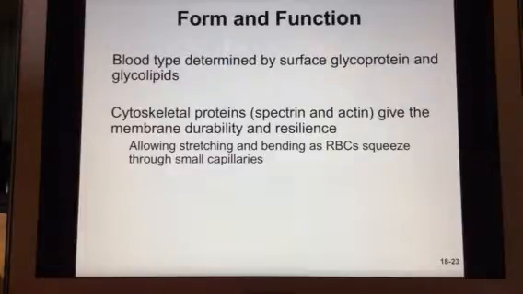When we get to blood types, we will see that there are proteins and lipids on the surface of each red blood cell that determine the blood type of an individual. We'll also know that the cytoskeletal proteins give that cell membrane some durability and resilience. It does have to be resilient as far as stretching and squeezing when it travels through very small capillaries.